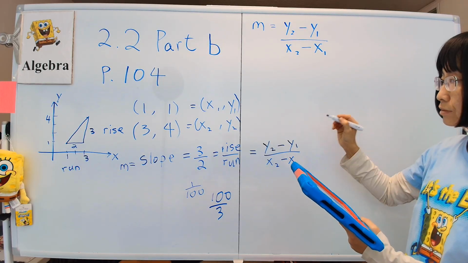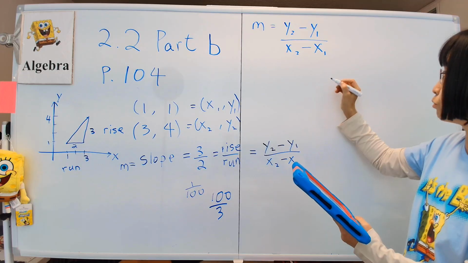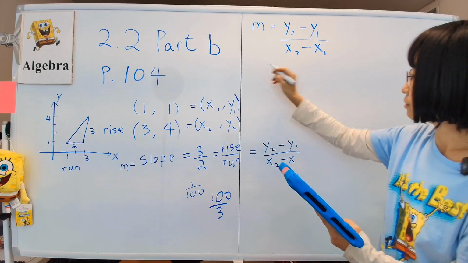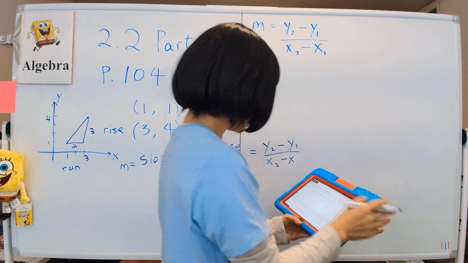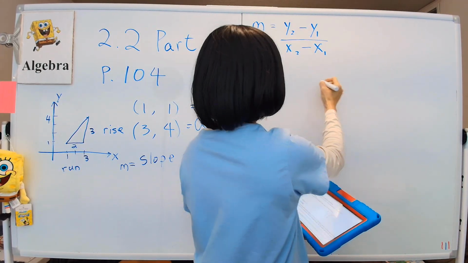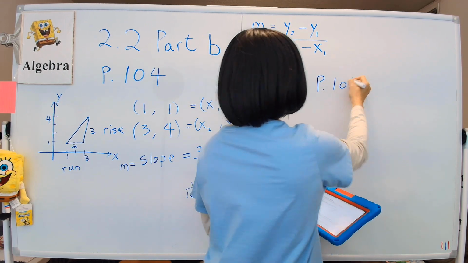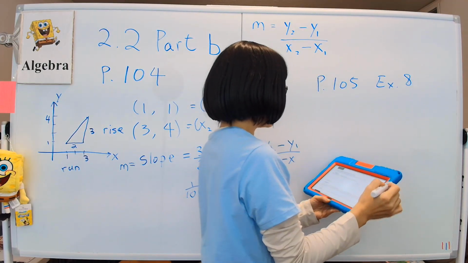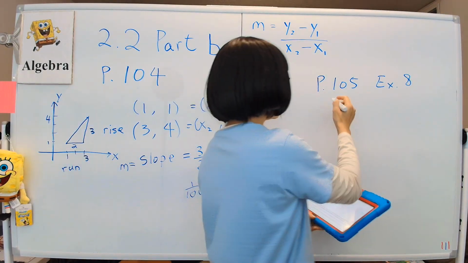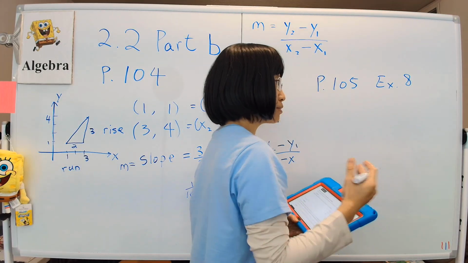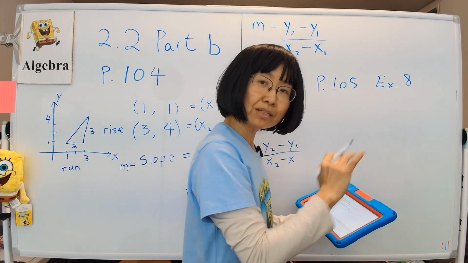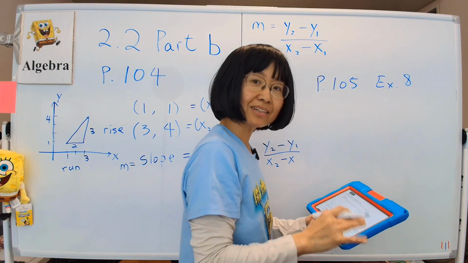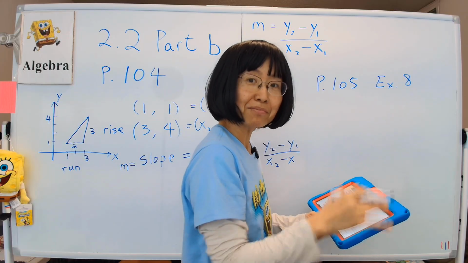Therefore, the only thing we care about is identifying what is y2 minus y1. Now for example 8, page 105, where we have 2 points. We need to identify which is x2 and which is x1, and it doesn't matter which one you call it. It's like calling one kid Susie and the other kid Steve. Doesn't matter which one, as long as you're consistent. Don't call the kids Susie one time and Steve a different time.